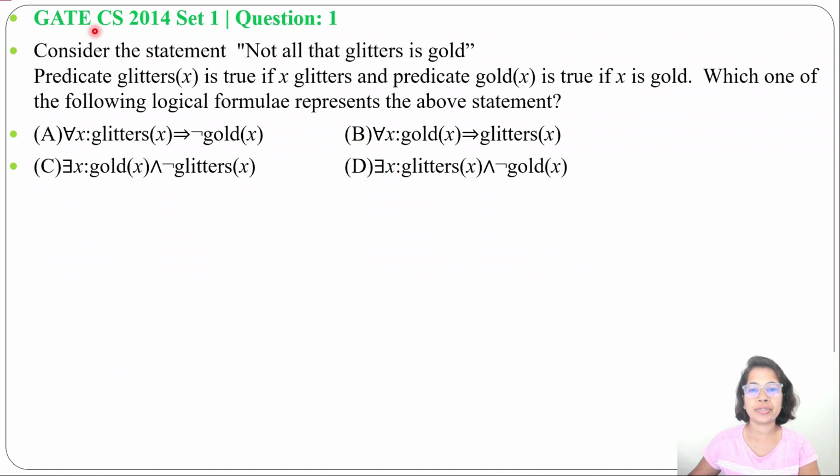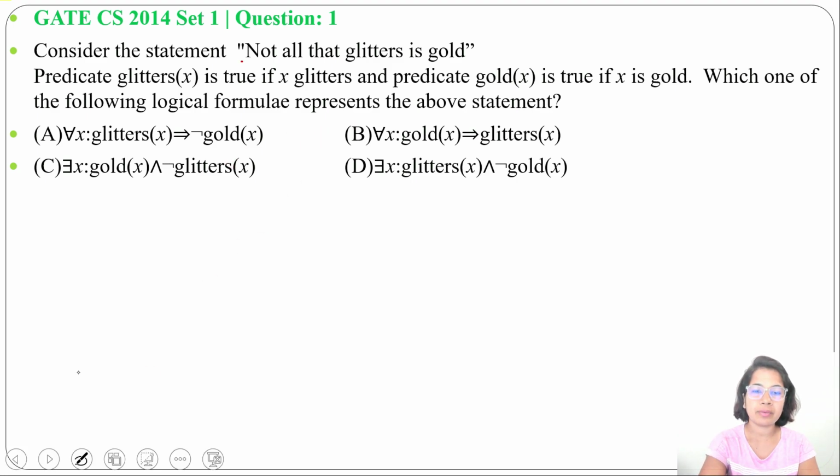Let's solve one previous question of mathematical logic. This question was asked in GATE CS 2014 set 1, question number 1. Consider the statement, not all that glitters is gold. Predicate glitter of X is true if X glitters, and predicate gold of X is true if X is gold. Which one of the following logical formulae represent the above statement? And 4 options are given.